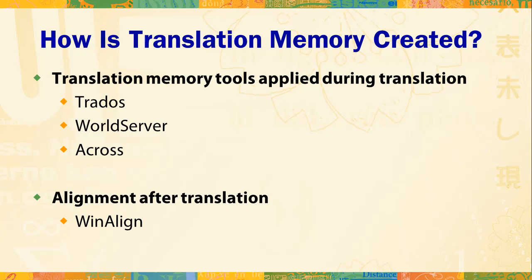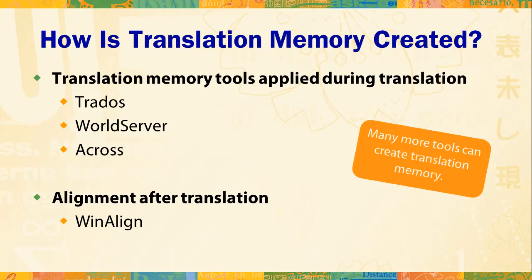Translation memory is usually created by specialized tools used by the localization industry. Here are some examples, such as Trados, which is probably the most long-lived and widely used translation memory tool, and also some of the newer server-based tools like WorldServer and Across. After the translation is completed, you can also align translations to create translation memory, though sometimes that's a bit trickier because you have to match up every sentence of the source language text with the sentence of the translated text. So of course the translator would still need to be involved in that process.